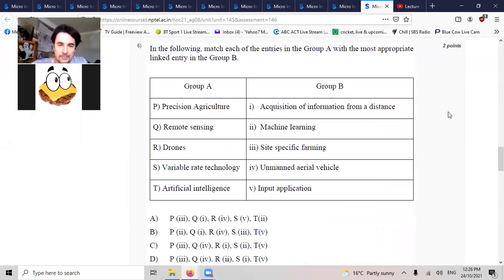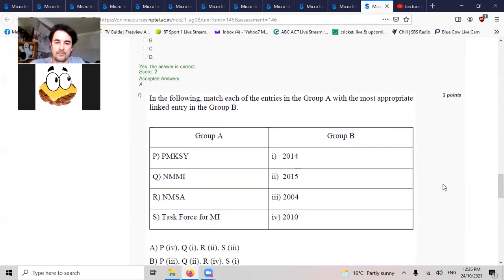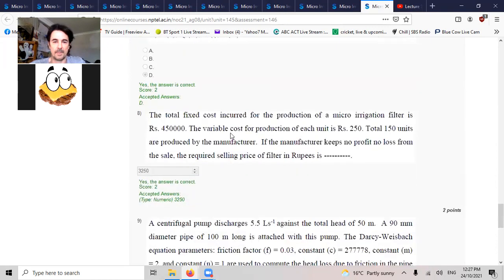Matchy match. Drones, they're unmanned. R4, two R4s. Artificial intelligence. Machine learning, T2. Oh, I'm on T2, A. PMKSY was in 2015. Yeah, that's it. We've come to the end. Yay.